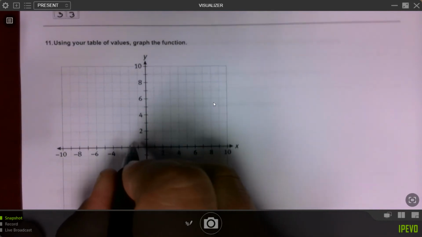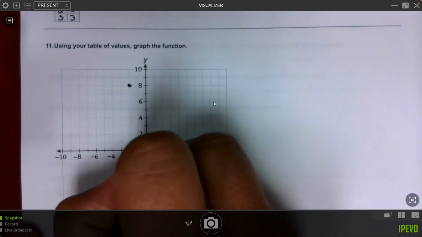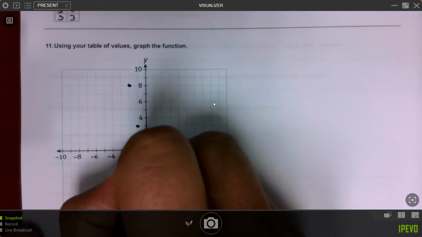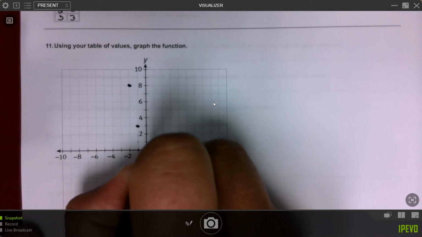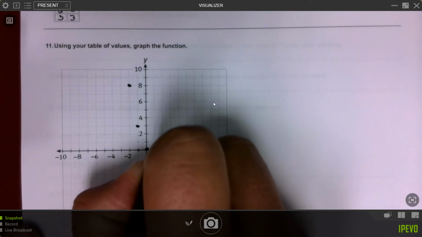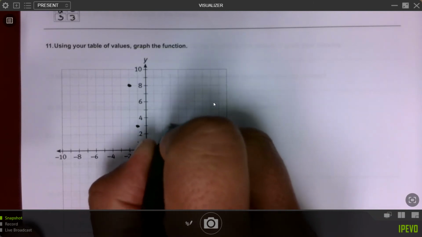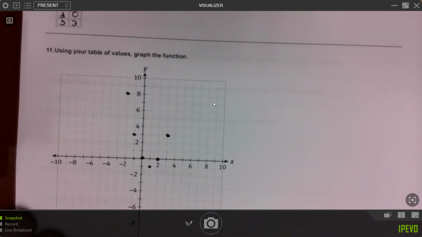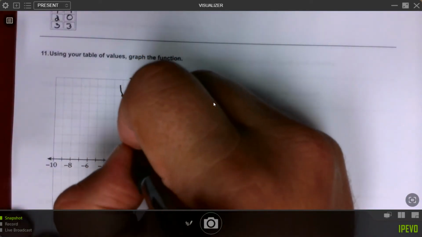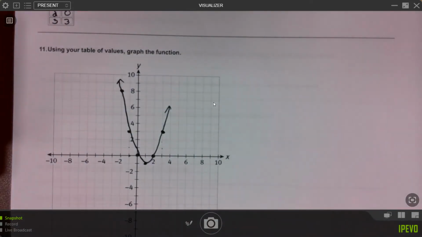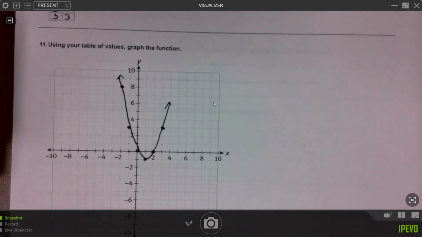At -2, I'm up at 8. At -1, go left 1, and I go up 1, 2, 3. I'm at 0, 0. 1 is at -1. There we go. 2 is at 0, and 3 is at 3. 1, 2, 3. There we go. Okay. And I'm going to actually sketch this out. I'll connect the dots. And you could see we said today it'd be a parabola. Yesterday we worked with linear functions. They look like a line when we sketched them out.